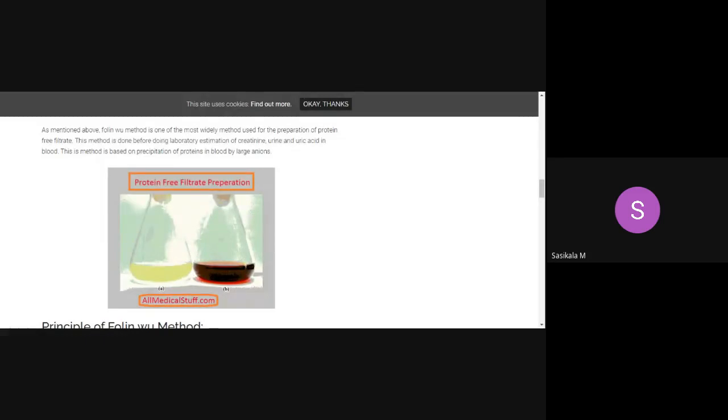Can you observe? Can you see the color change of the blood sample? After filtration, this is how it will appear. So you need to write the reaction between tungstate and protein, the chemical reaction, and what constituents are tested from the protein-free filtrate. As a discussion part, you write it. If you get some more information, that also should be included in the discussion part. So write and submit.